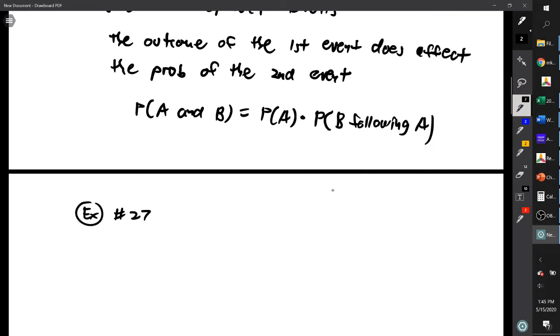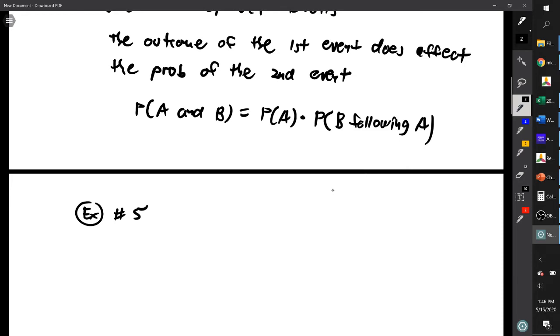Number 27 reads like this. So first it's, oh, hold on a second. I'm looking at the wrong thing. Wrong page. Not number 27. We're not to that yet. Number 5. So the first part of number 5 is determine if it's independent or dependent. Given the context, you can obviously tell this is dependent.